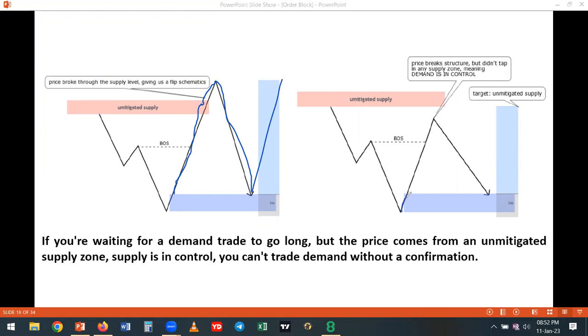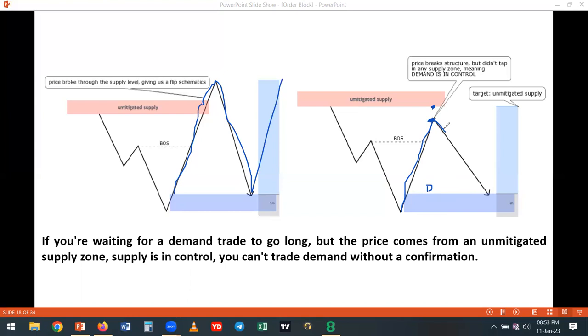Price came from this other block. It's not mitigated, but it did not get to this one here. It stopped halfway. Stopping halfway simply means that demand is in control. When demand is in control, you are buying. This is your support. Demand is support. So at demand, you are buying. It means that buying is still in motion.